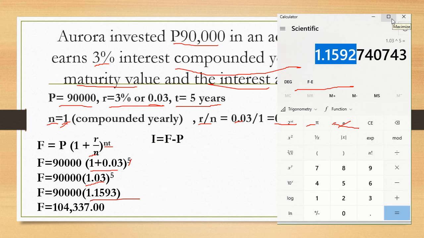For the interest, we subtract the future value minus the principal, 104,337 minus 90,000, and the interest is 14,337 pesos.